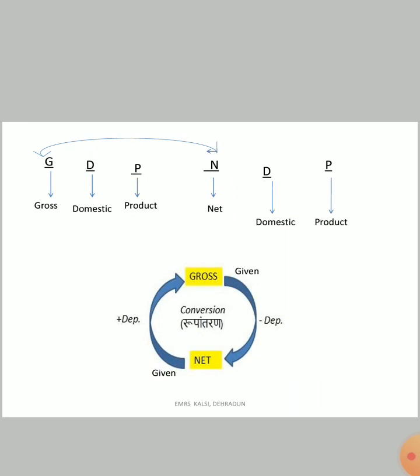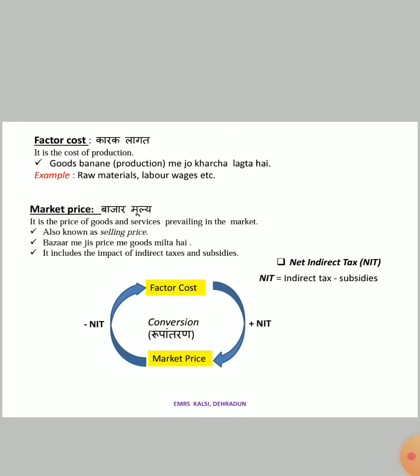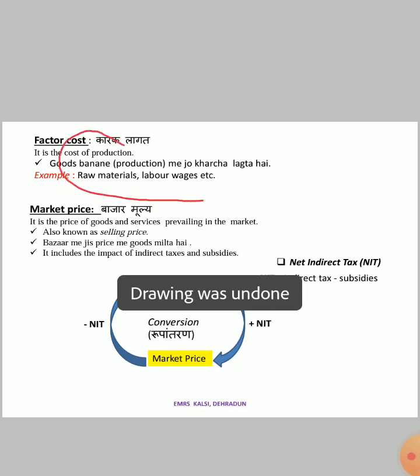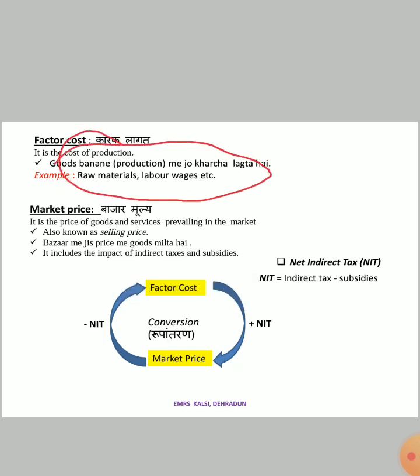So this is gross value, and this is factor cost and market price. So let's see what is factor cost and market price. See, factor cost is कारक लागत. It is the cost of production, means goods बनाने में जो खर्चा लगता है. The cost incurred in producing a good, like when we purchase raw materials, we pay salary to the laborers. So these are the costs incurred while producing a good. These costs are called factor cost.